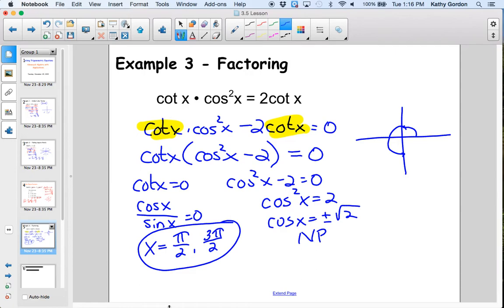Now, just to prove my point about not canceling, what if we had gone up here, back where we wanted to, and we canceled out that cotangent x? What if we had done that? Then we would have ended up with cosine squared of x being equal to 2. We would have taken our square root of both sides, and we wouldn't have gotten anything to work. So we would have said there's no solution to this. Nothing makes this true.